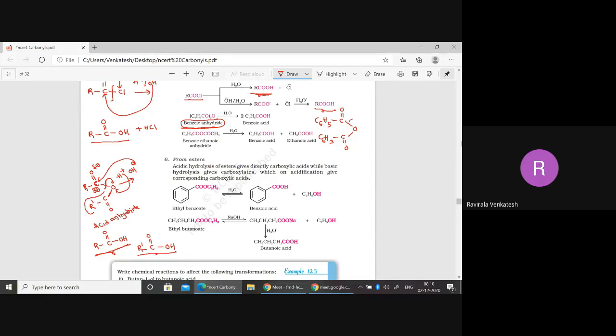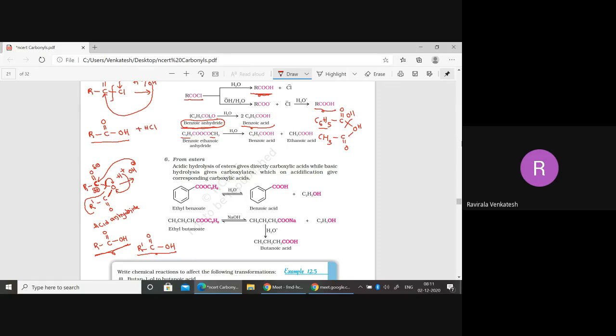Now, again, break this bond over here. Put OH here and put hydrogen here. You will get 2 moles of benzoic acid. If I take different things, here it is different, here it is different. In that case, what happens? You observe here. Instead of C6H5, I'm taking CH3 here. Now again, what do we get?